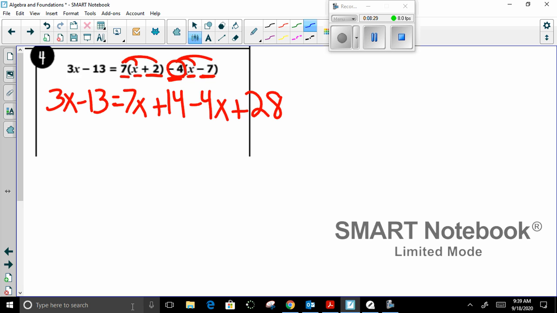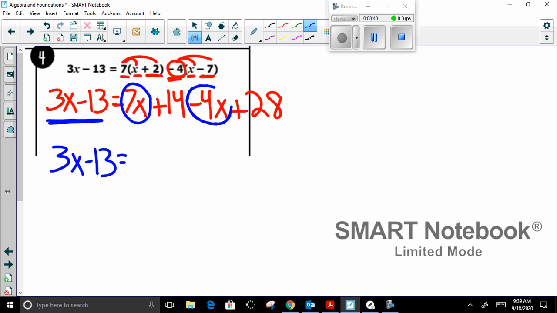The next step is to combine your like terms on the left side. I got no like terms on that left side, so just bring it down. And then combine your like terms on the right side. X's with x's, constant numbers with constant numbers. So 7x minus 4x gives me a 3x. Positive 14 plus 28 gives me what? 42?